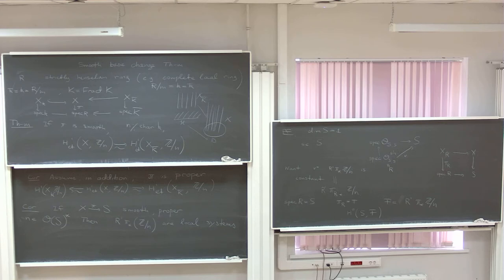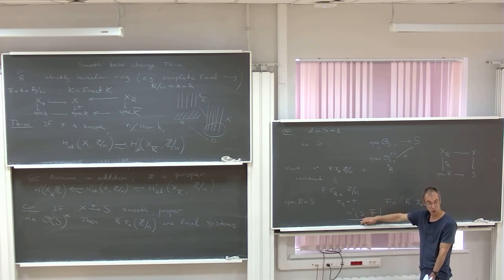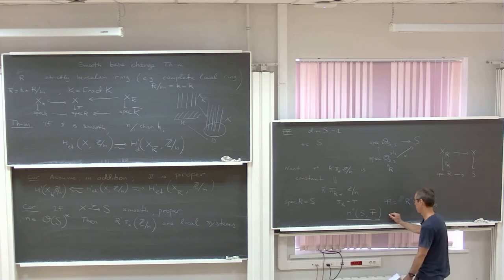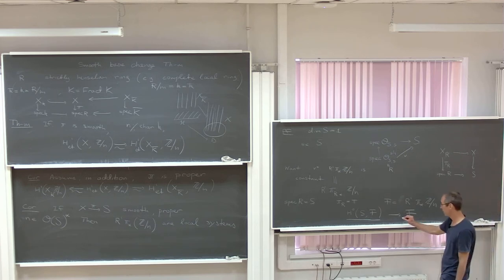Okay, so what does it mean that the sheaf is constant? It means that the canonical morphism from the constant sheaf associated to this group, to F, right? For any F, I have such a map. This map is an isomorphism.